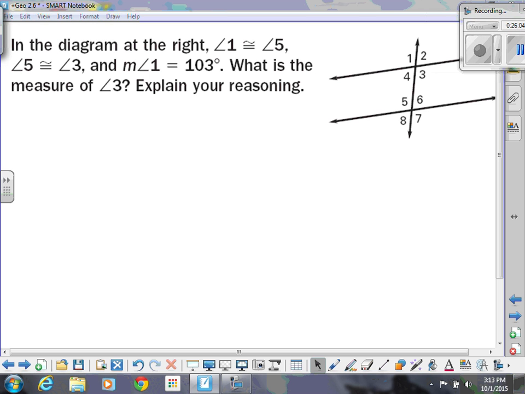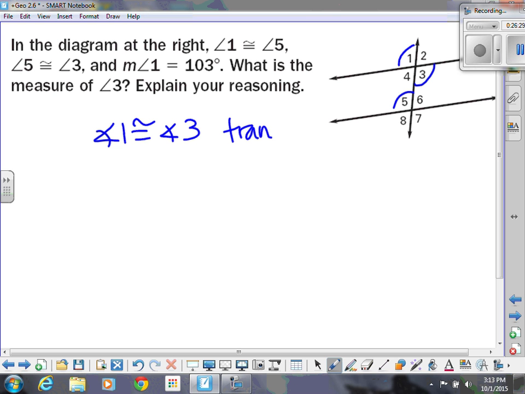So it says, let me move that. In the diagram, angle 1 is congruent to angle 5, so I'm going to mark those congruent, and angle 5 is congruent to angle 3, and then it says the measure of angle 1 is equal to 103, so what is the measure of angle 3? Well, if we explain our reasoning, just to give you some idea, we know that angle 1 would be congruent to angle 3 by the transitive property of congruence, right? That's the new one.